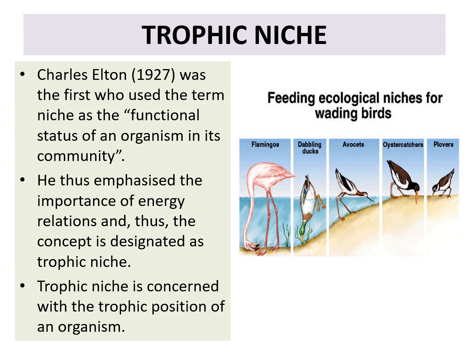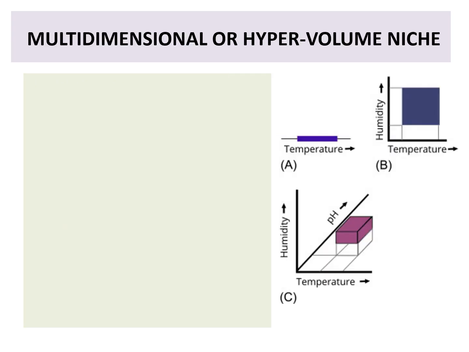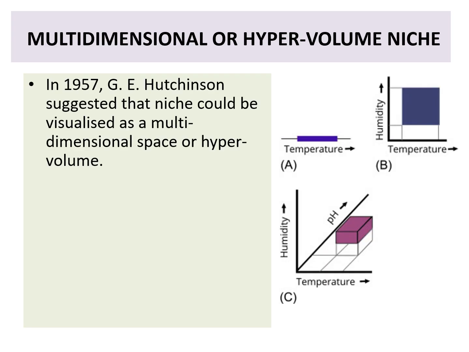Then the plovers have their food on, you can say, the shores. So they are all aquatic birds, yet they consume food from different places to avoid competition. This is known as trophic niche. Then there is the multidimensional or hypervolume niche.